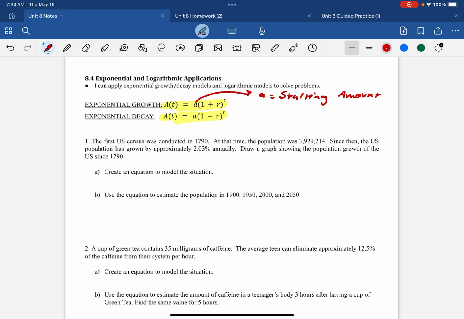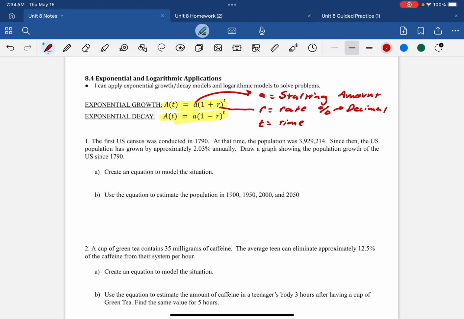The R is going to be the rate. Now, typically that rate is given to us as a percentage, and we have to change it to a decimal. So we have to remember how to change that, which is just moving the decimal 2 spots to the left. And then this T is time, and it's in the context of the problem. So it might be years, might be weeks, might be days, might be hours. So let's do the first example.